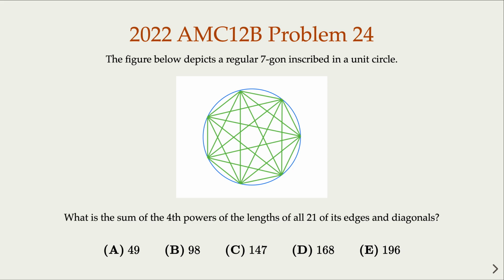This is from this year's AMC12. It is problem 24, which is more difficult than other problems. Now here we are given a 7-sided regular polygon, and we make connections among all the vertices. There are 7 choose 2, that is 21 connections. So we need to find the sum of the first power of those 21 either edges or diagonals.